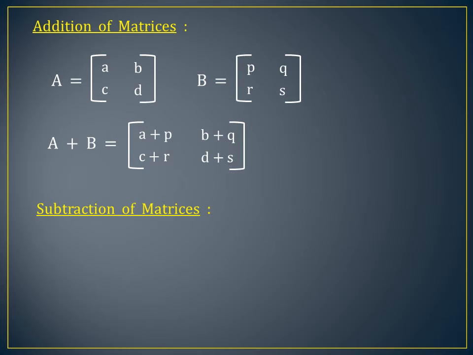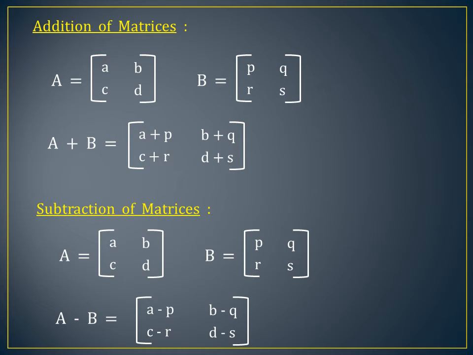So the same process will be followed even if we have to subtract two matrices. So in the first position will be A minus P, then B minus Q, below C minus R and lastly D minus S.